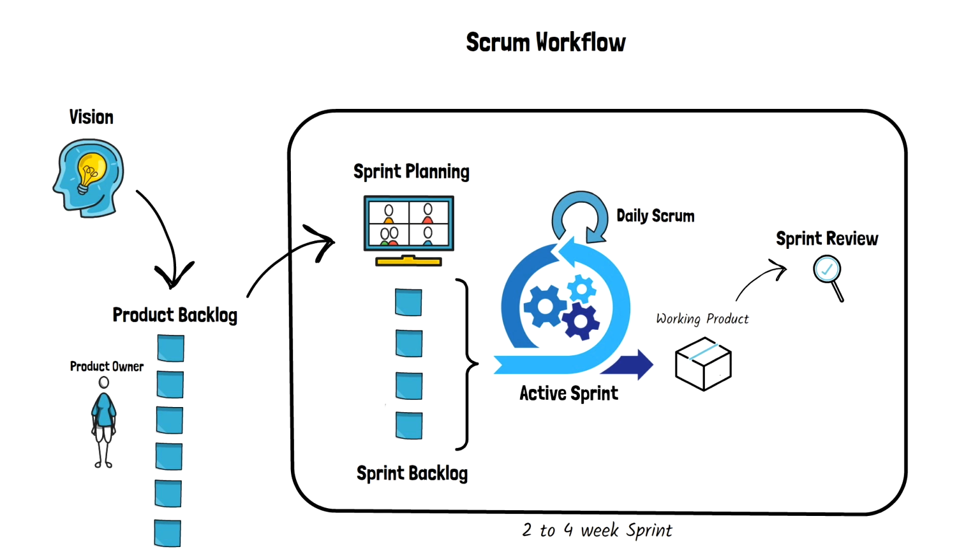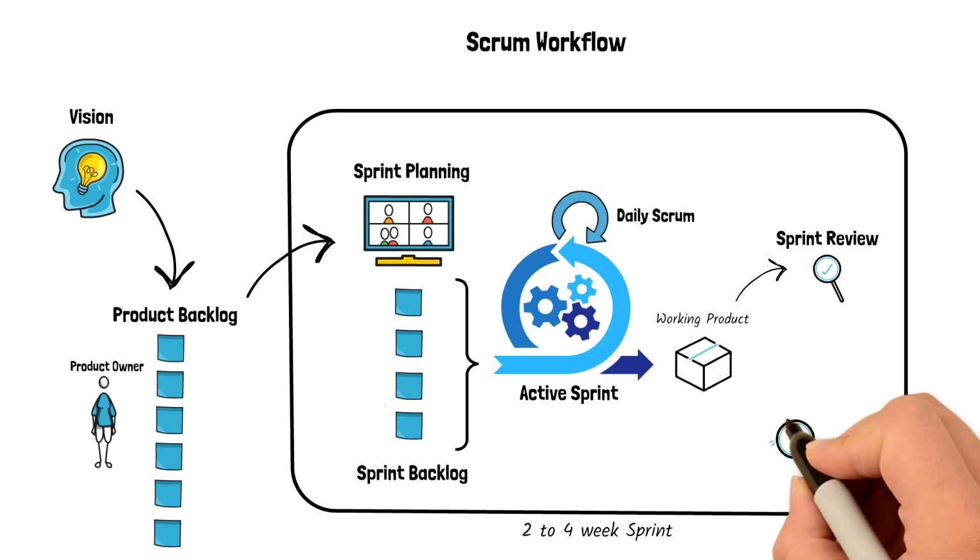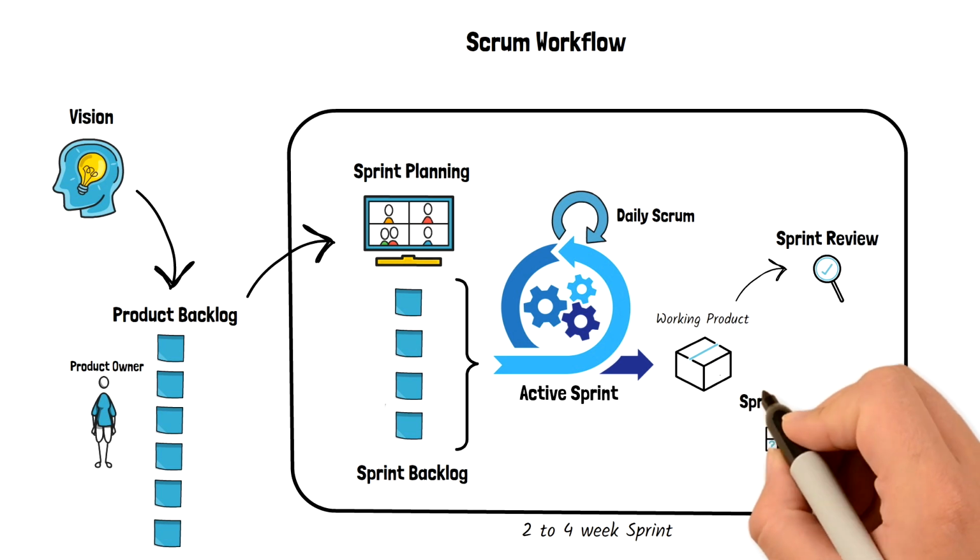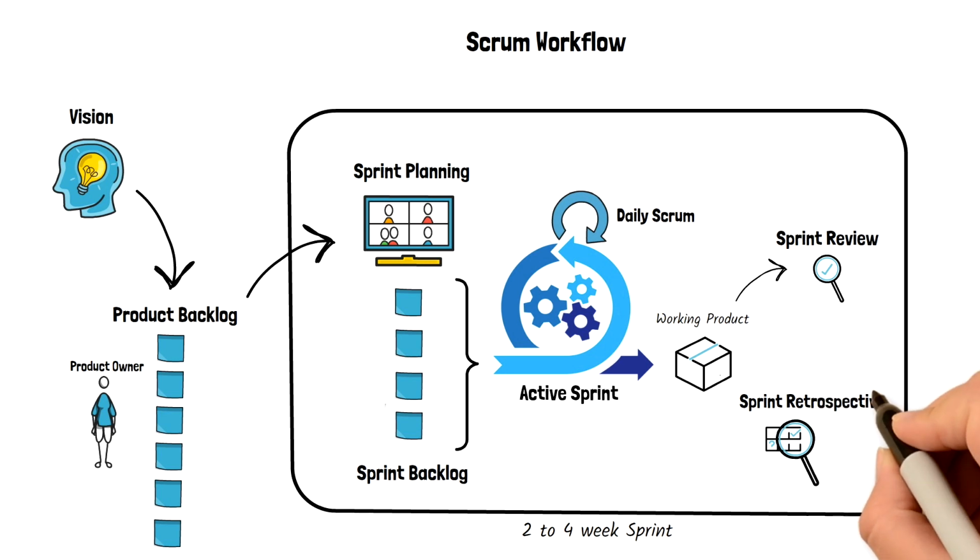A successful sprint review results in bidirectional information flow between the Scrum team and the stakeholders. The stakeholders get to learn more about the development effort, and the Scrum team learns more about the business and the product vision. The last Scrum event at the end of the sprint is the sprint retrospective.